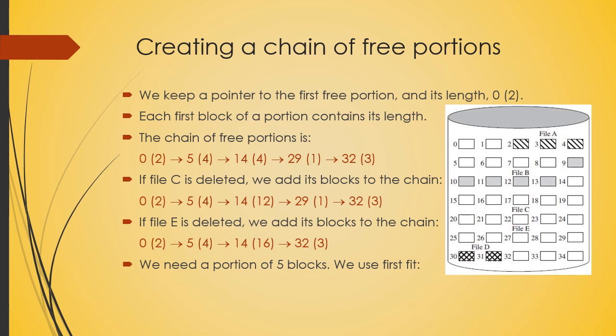We need a portion of 5 blocks. We use first fit. Then we are going to allocate blocks 14, 15, 16, 17, 18. And the chain becomes 0, 2, 5, 4, 19, 11, 32, 3.